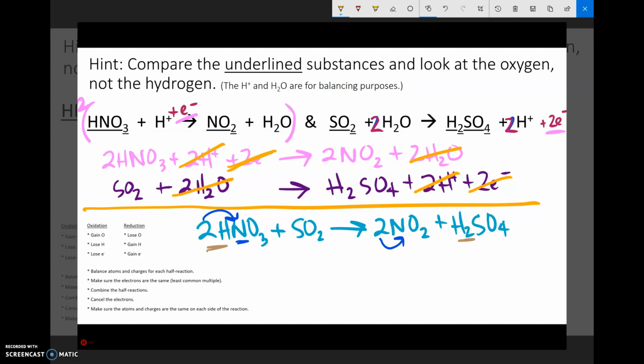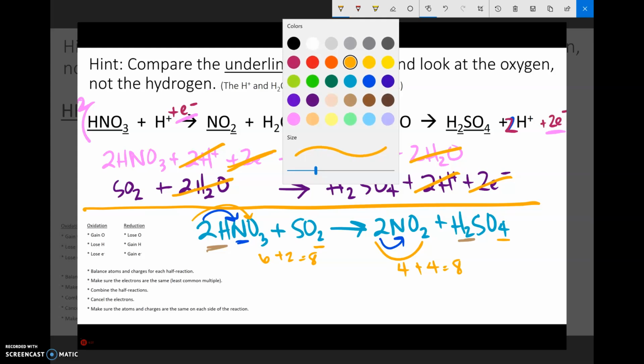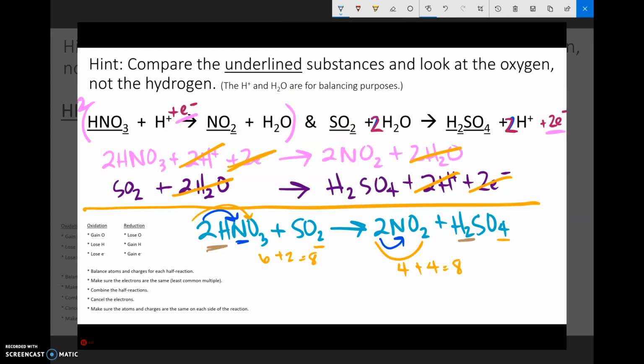Then we have 2 times 3, we have 6 oxygen, plus 2, we have 8 total. Then over here we've got 2 times 2 is 4, plus 4, so 8 on both sides. Whew, I'm so glad. Oxygen is usually the hardest thing. And then last but not least is sulfur with 1 on the reactant side and 1 on the product side. And then our overall charge, there's no charge on the reactant side, no charge on the product side, so this would be our overall reaction.